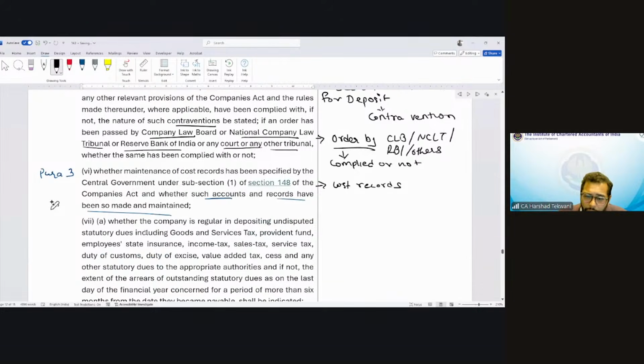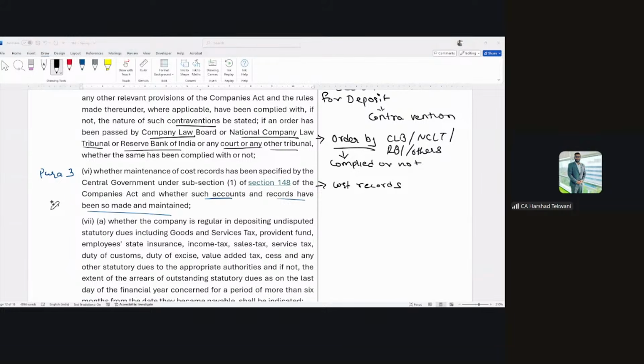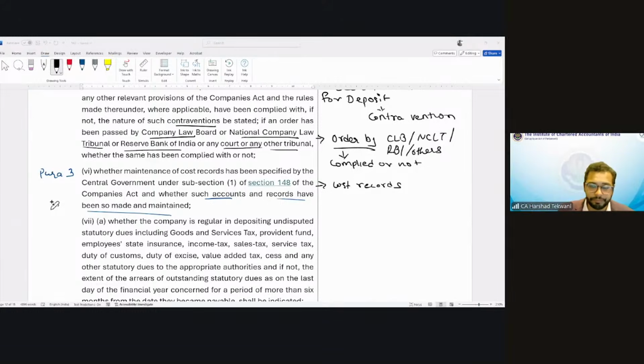Now the question is, are you required to audit these cost records? So in order to comment whether such records and accounts have been made and maintained, are you required to audit them? Anyone? No. Then how can you comment whether these were made and maintained? To see whether the company has complied, the auditor will get a written representation from the management that they are complete with the cost records, whether they are maintained for the product and services.